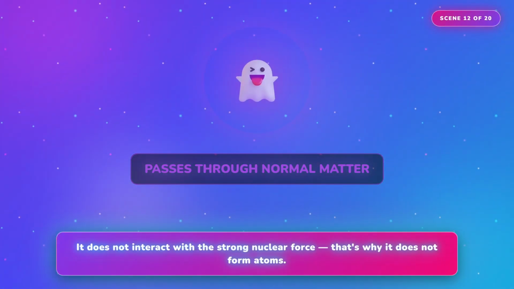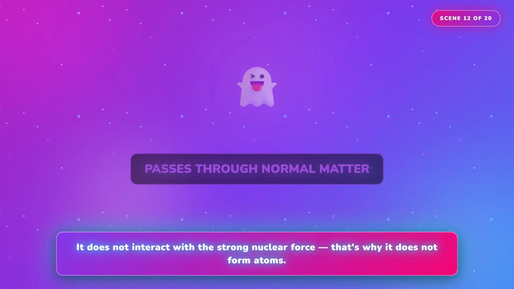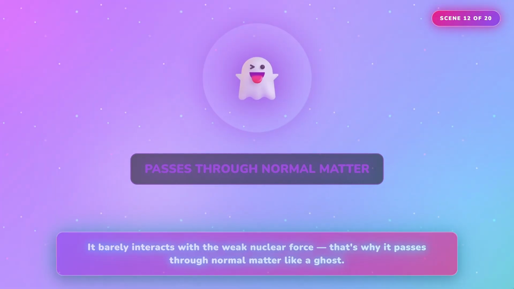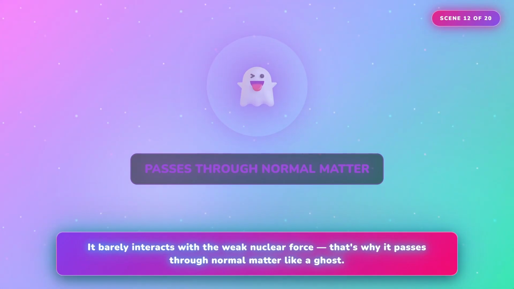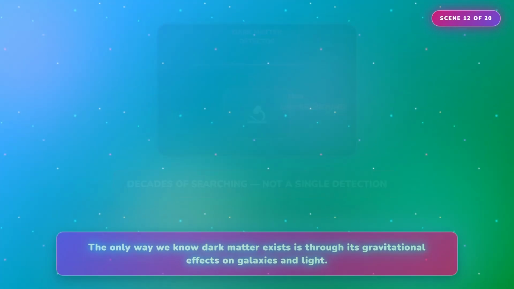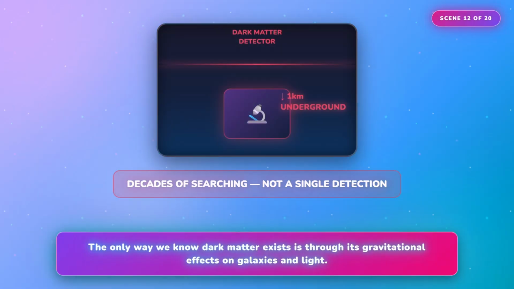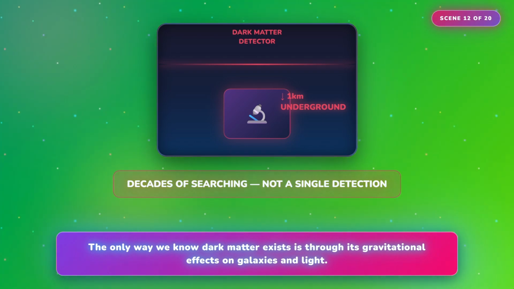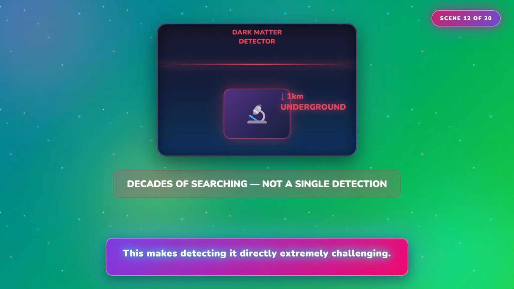It does not interact with the strong nuclear force, that's why it does not form atoms. It barely interacts with the weak nuclear force, that's why it passes through normal matter like a ghost. The only way we know dark matter exists is through its gravitational effects on galaxies and light. This makes detecting it directly extremely challenging.